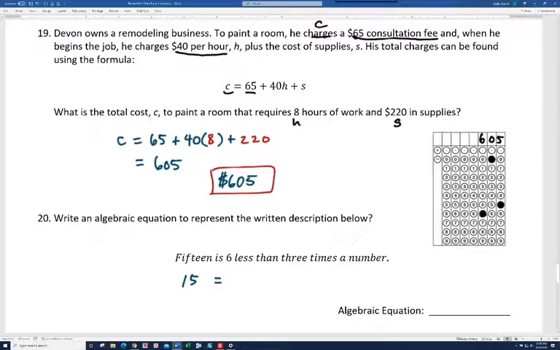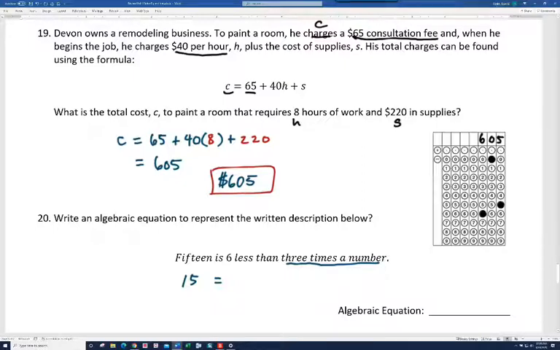Now what if I wanted to know the number that's 6 less than 10? Wouldn't you start with 10 and subtract off 6 and you'd get 4? What number is 6 less than 10? That would be 4. So it's going to be the same thing here. First I want to write 3 times a number. I guess we'll use x here.